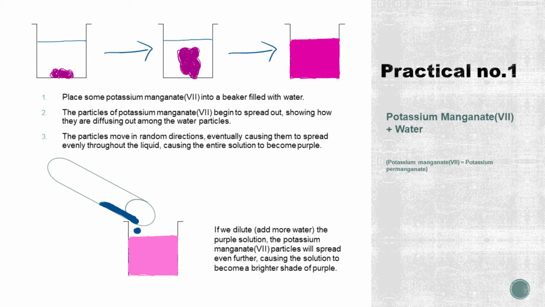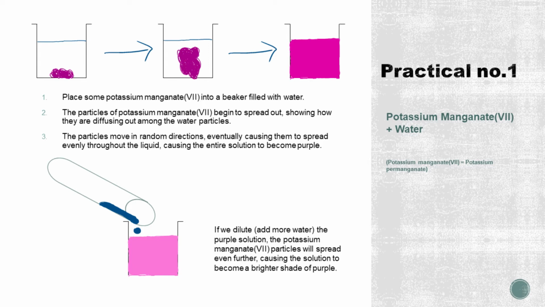There are 3 experiments we need to know to demonstrate diffusion, the first of which being potassium permanganate and water. Now, potassium permanganate is a bright purple colour. If we place some in a beaker filled with water, the purple colour will slowly start to spread out throughout the beaker. This is because the particles from the potassium permanganate are diffusing from areas where there are more particles, which are the purple areas, to areas where there are less particles, which are the colourless areas.